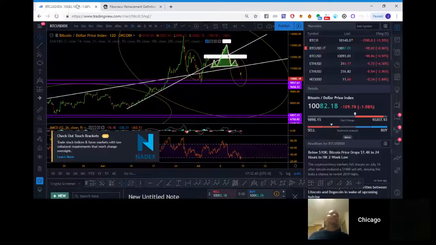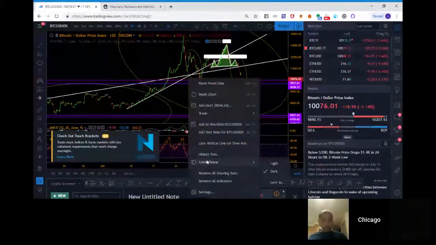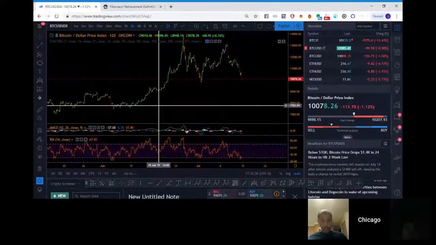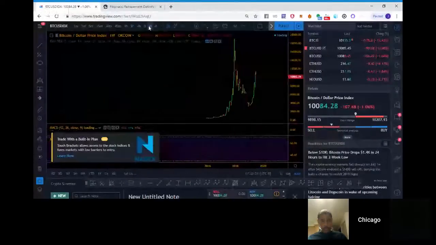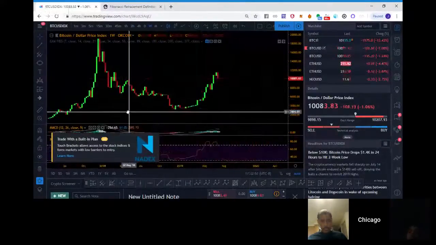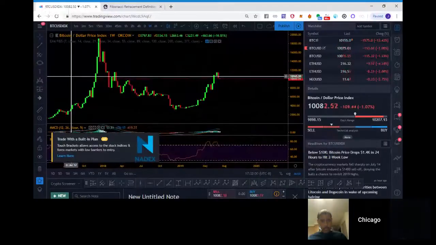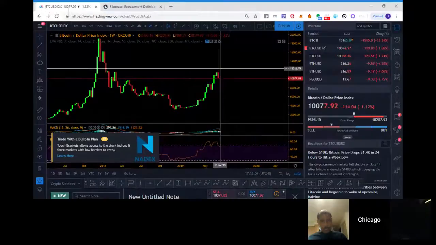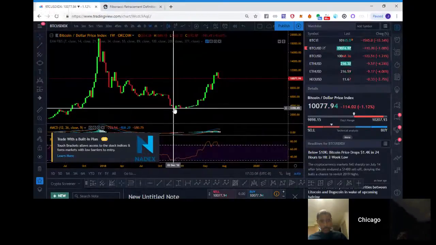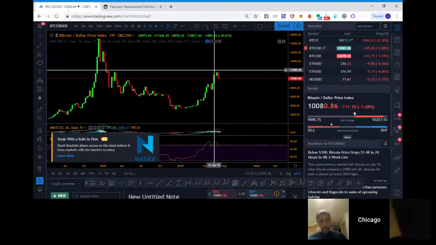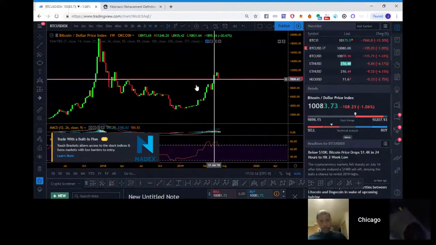So let's get rid of all this. Let's go back to a weekly. Okay, perfect. So we're going to pull Fibonacci from swing low to swing high on a weekly. Swing low is your lowest point. Swing high is your highest point of the new move. Lowest point in the last move, highest point of the new move. Now, if you're doing swing high to swing low, swing high is the highest point of the last move. The swing low is the lowest point of the new move.